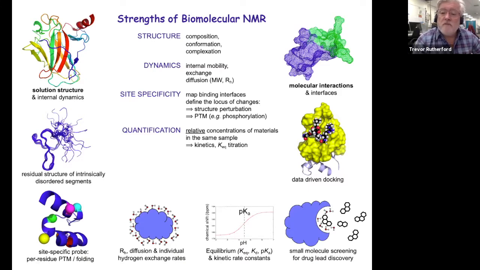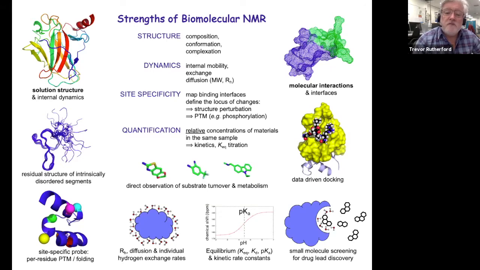NMR is one of the principal tools for lead generation in the pharmaceutical industry. So every major pharmaceutical company has had some interest in fragment screening libraries and fragment screening programs. And NMR forms a central part of the small molecule screening for drug discovery.